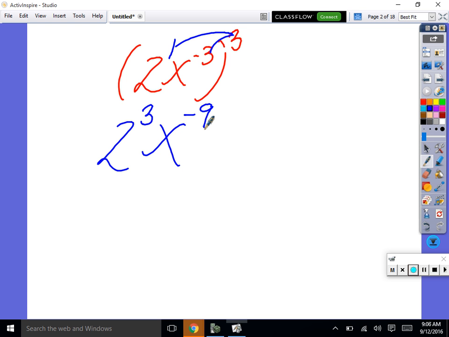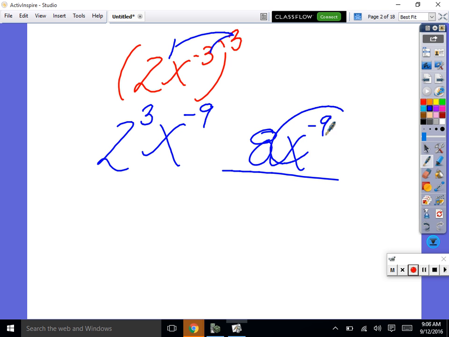2 to the 3rd is 2 times 2 times 2. In your calculator, you could do it, or you could just say that's 8. So we really have 8x to the negative 9. Don't we flip bases with a negative exponent over a fraction? That's going to flip down here. Don't write negative 9. It's now positive 9. 8 over x to the positive 9. Does everybody feel good about that? When you see it on the test, you're going to do good.